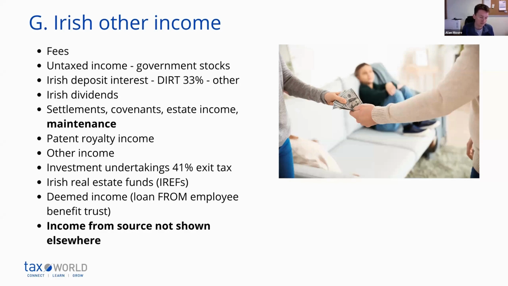Deemed income, that's an employment benefit trust. And income from sources not shown elsewhere. That's the catch-all. I think if there's something you weren't sure how to tax, but you knew it needed to be taxed, that's probably where you would put it. I was trying to think of the categories of income that would be in there, and it's kind of included in the notes that Alan mentioned.